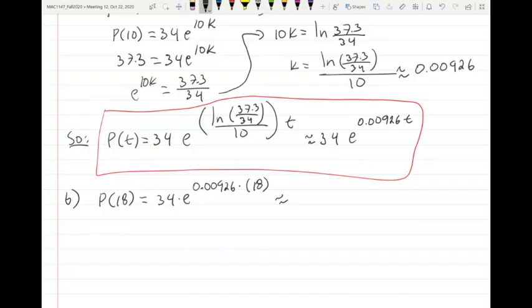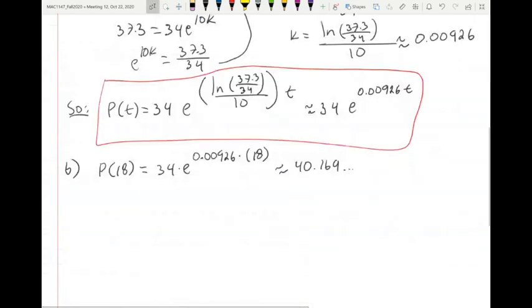Okay, so I'm gonna work with the stored value in my calculator because I did not erase that. But you can work with the approximation as well if you like, since the problem is telling you to do so. So multiply by 18, then we do the power, and finally we do times 34. So it looks like we get 40.169, etc. It says to round to one decimal place, so I'm gonna put 40.2.